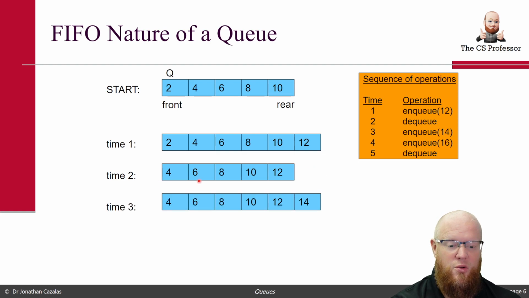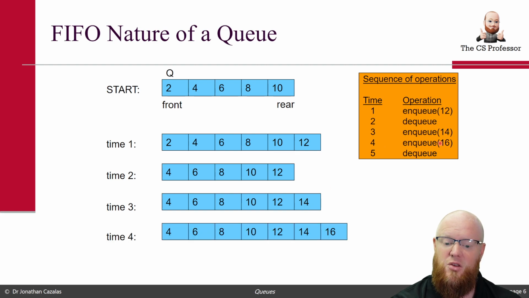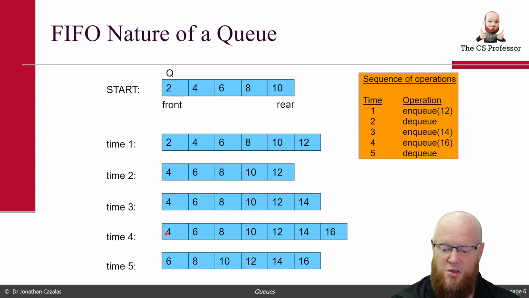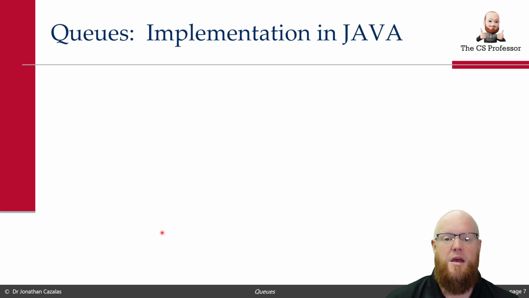We then do enqueue 14 right here. So 14 goes at the end of the queue. Enqueue 16, 16 goes at the end of the queue. And then finally, we have one more operation, a dequeue, and this 4 will get dequeued, and now 6 is at the front of the queue. Pretty straightforward, right? So now the question is, how do we implement this queue?